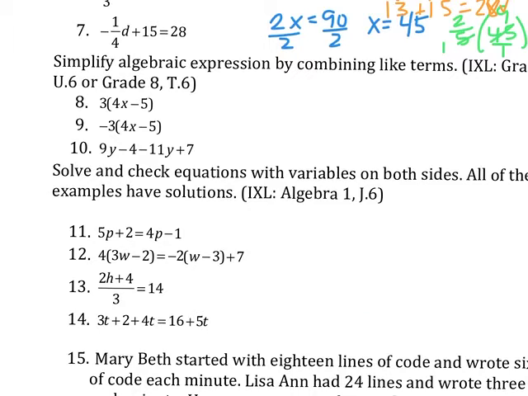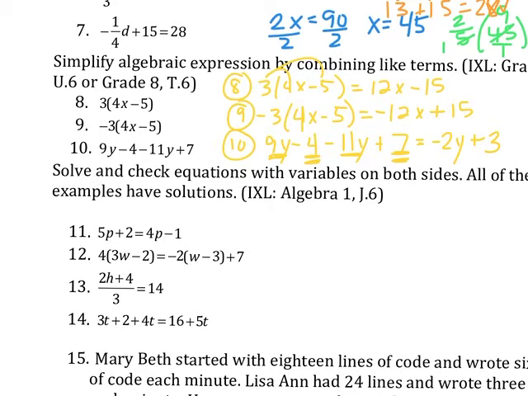All right, we're going to simplify these expressions. I'm going to pause it, write it out, and I want you to go ahead and look at the answers. Here it comes. Okay, each one has been simplified.